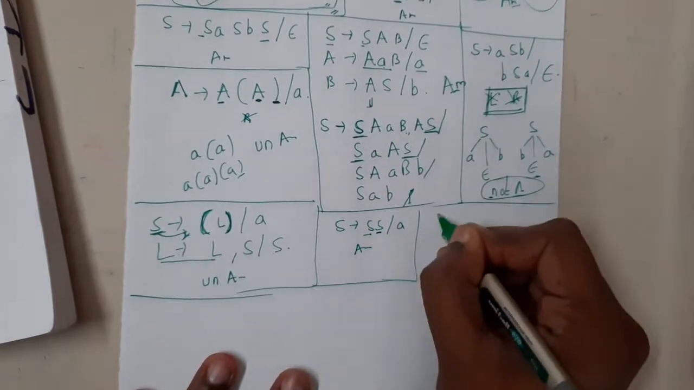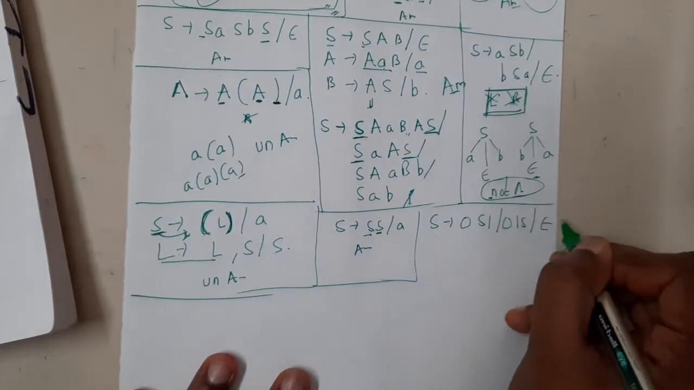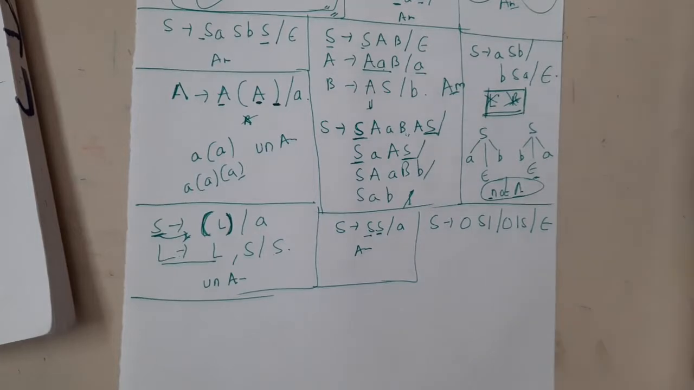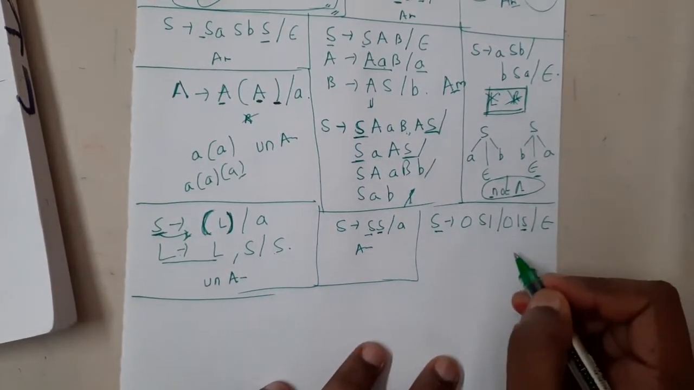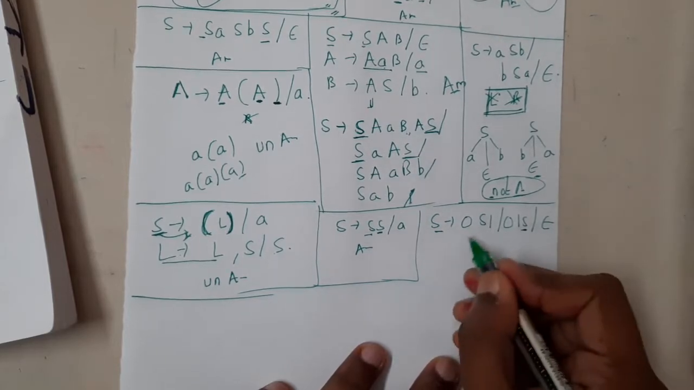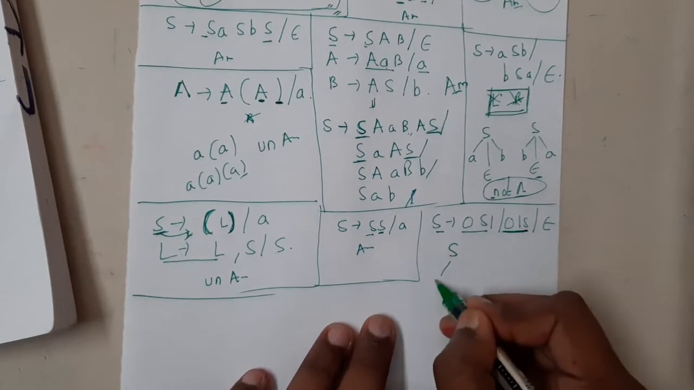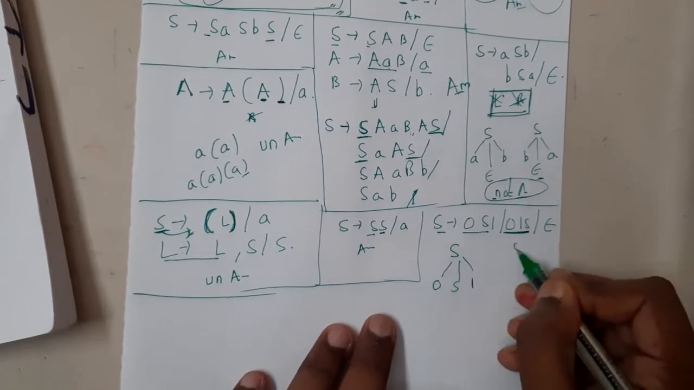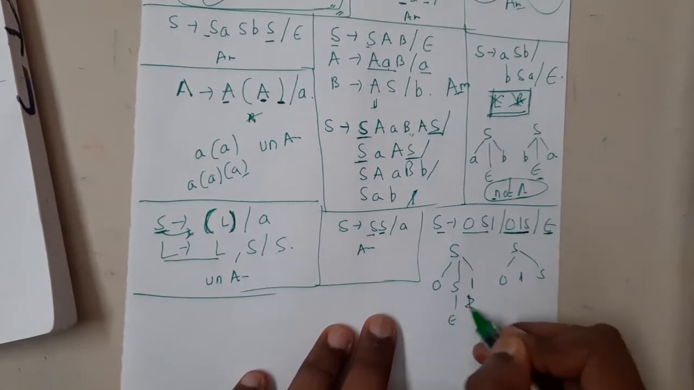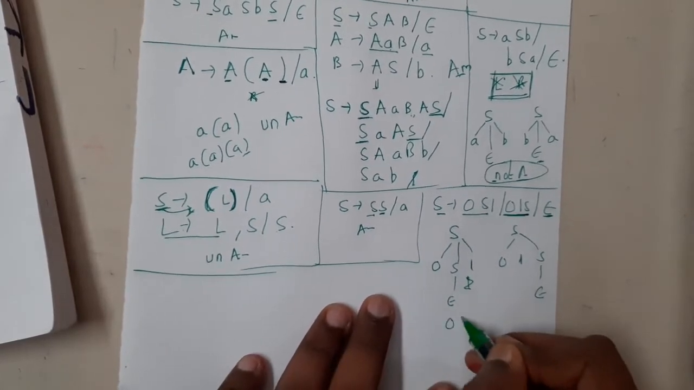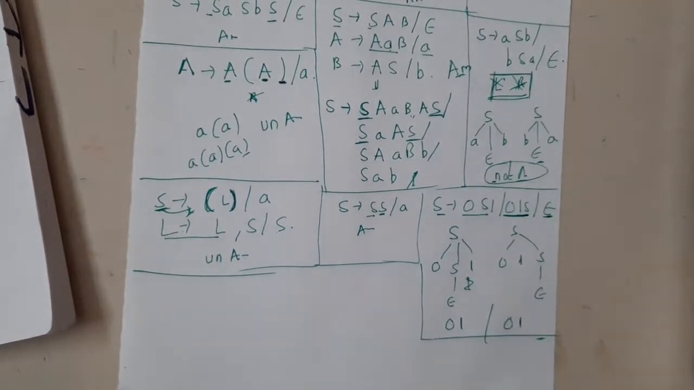Moving on. S implies a 0 S 1, or a 0 1 S, or epsilon. To be clear, it looks unambiguous, right? Because here we have only right recursion, but no left recursion. But if you observe these two productions, there is a lot of similarity. From S I can generate a 0 S 1. From S I can generate a 0 1 S. From S I can go to epsilon. So from both I am going to get 0 1. So indirectly that is ambiguous, right?